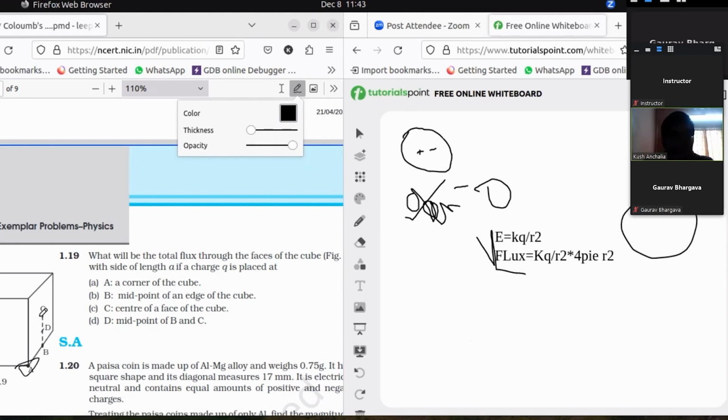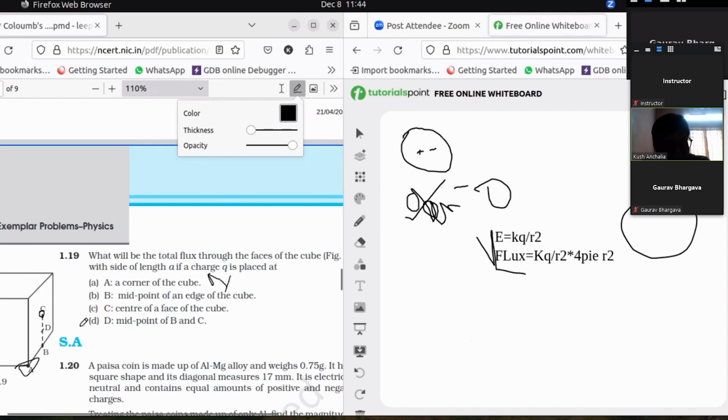What can we say? If we consider a little bit bigger charge, half will be inside, half will be outside. At A, 1/8 will be inside, 1/8 will be outside. So at point A, Q by 8 will be inside, so Q by 8 divided by epsilon.